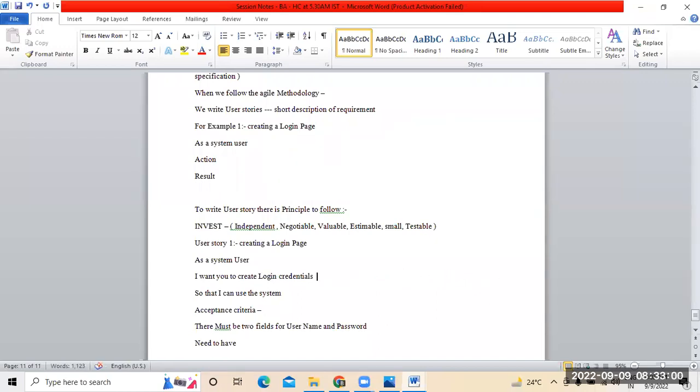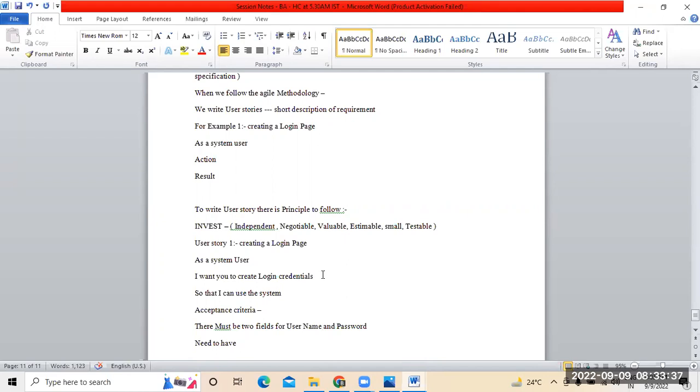Understood now? Clear? So you said that action which need to be performed by the development team, right? Yes. But creating login credentials is what we said, but we haven't told them how to create, right? We haven't said anything. So to instruct that, again, we have to write acceptance criteria. Every user story must be accompanied with acceptance criteria. That's what I'm saying.